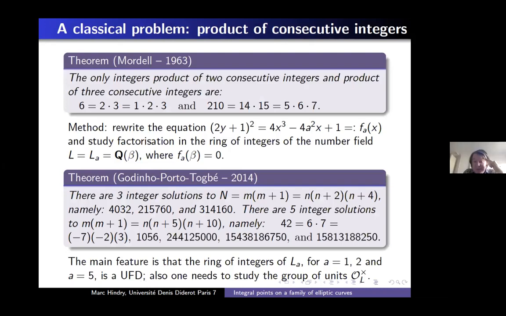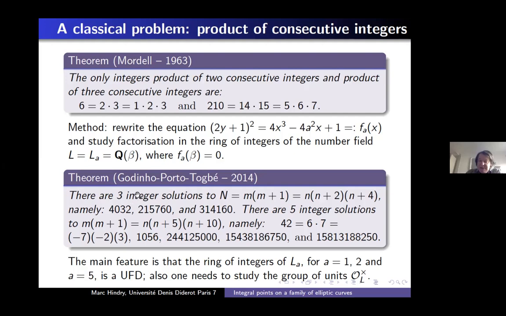So the first result, as I already mentioned, is due to Mordell. That's for A equals 1. The only solutions are 2 times 3 and 1 times 2 times 3. And there is another less obvious solution, 210. More importantly, it's not at all trivial that these are the only solutions. It's really a paper that takes something like 15 pages to prove.